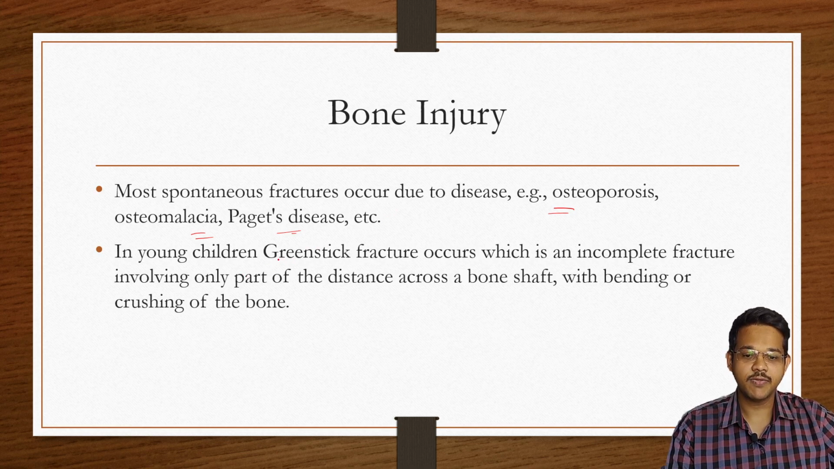In young children specifically, there is a fracture called greenstick fracture, which is an incomplete fracture involving only part of the distance across the bone shaft. Like a green stick, when you try to break it, only one part of the branch breaks. Similarly in greenstick fracture in young children, one part gets fractured and another part remains intact.